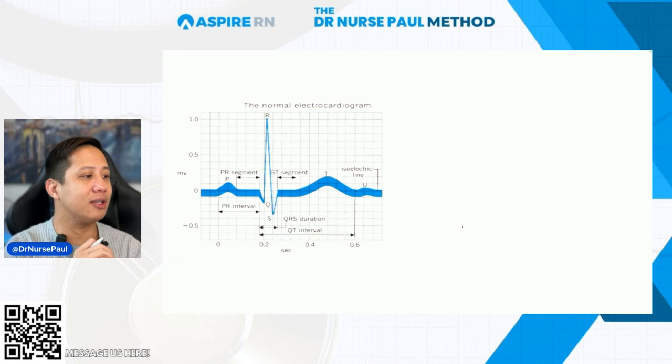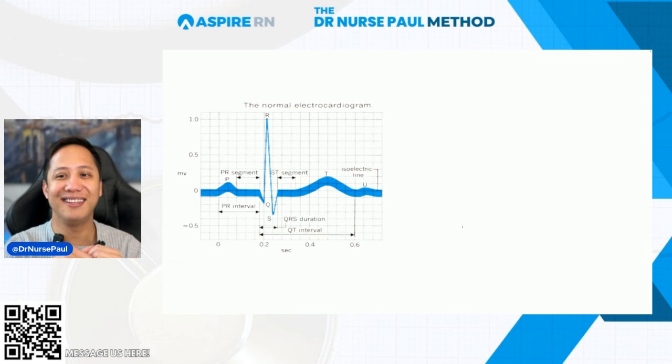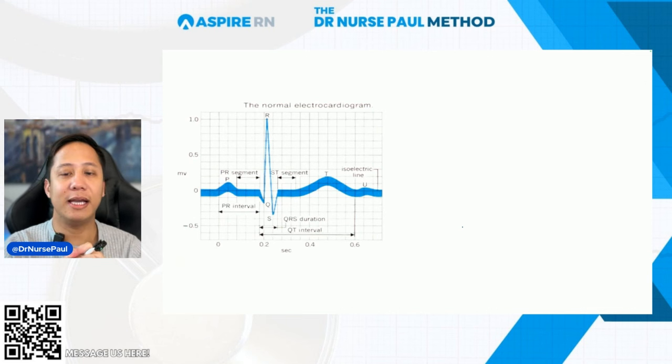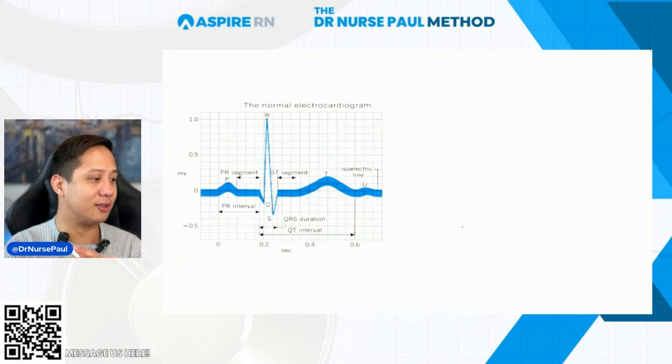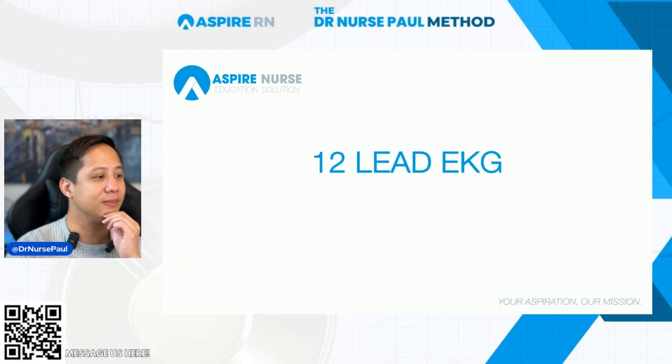Atrial depolarization. Why are we all over the place? We just reviewed this earlier. Atrial depolarization is P. Ventricular depolarization. It's okay, you guys can watch this on my YouTube. QRS. Very good. Ventricular repolarization is the T wave. Beginning of ventricular repolarization.